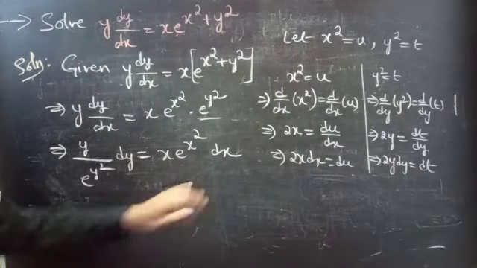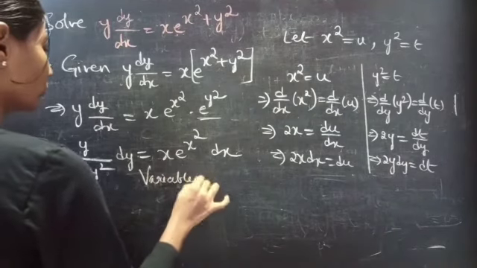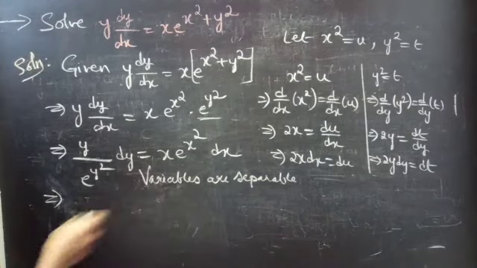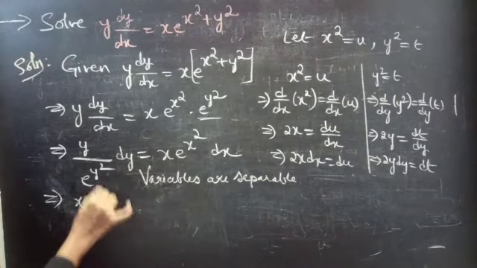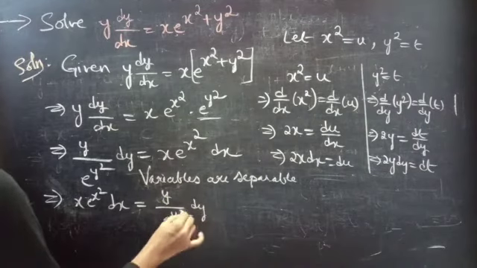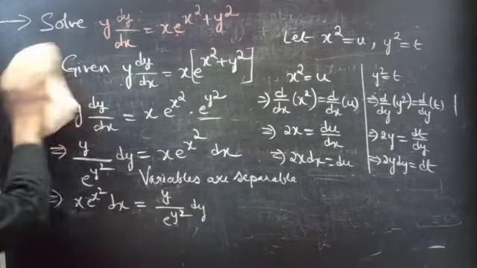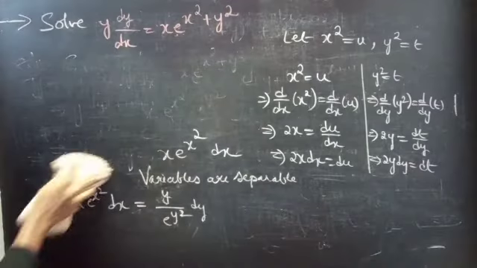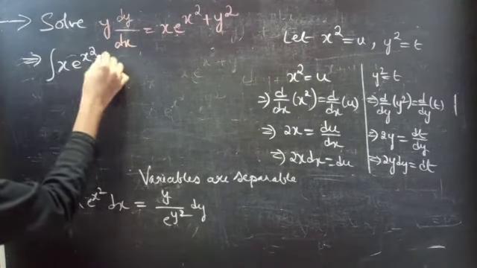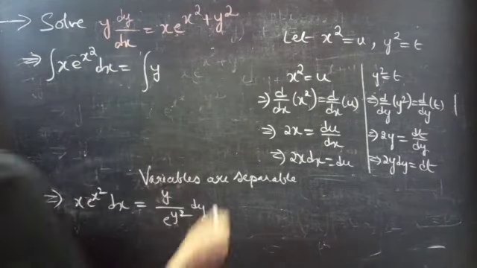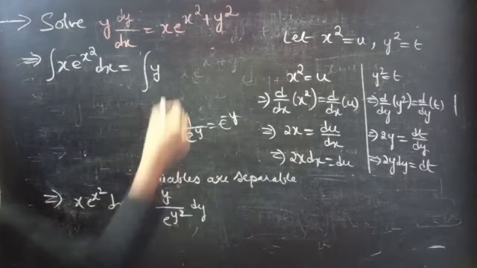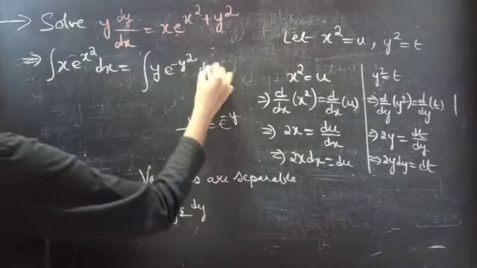Okay. Here the variables are separable, right? So now we can also write, take function of x and differential dx to LHS and function in y and differential dy to RHS. Okay, now since the variables are separable, we can integrate it on both sides. Then integral x e power x square dx equals integral y into, since we know that 1 by e power y equals e power minus y, so you can write 1 by e power y square as e power minus y square, okay, into dy. Fine.